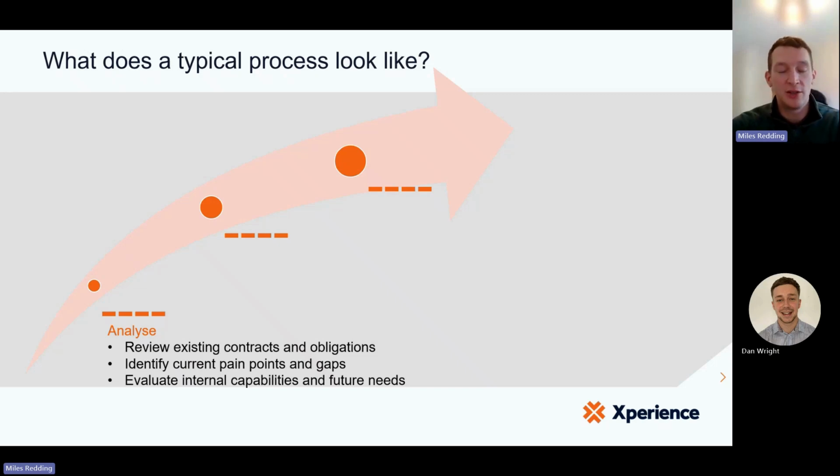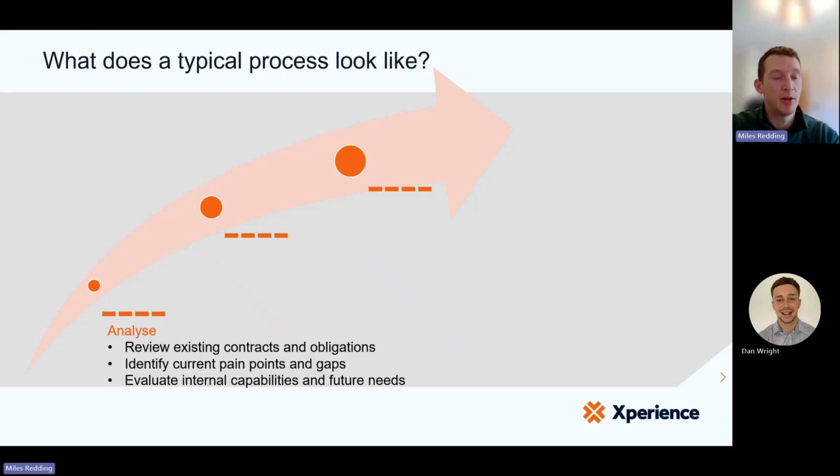So this is to really understand the current state of the nation. What does my house look like in terms of my contractual position? Are there any gaps or pain points in the current service provision that we want to address? And what do my internal capabilities and resourcing look like? Are there any gaps in that point? And what do we think the future looks like?